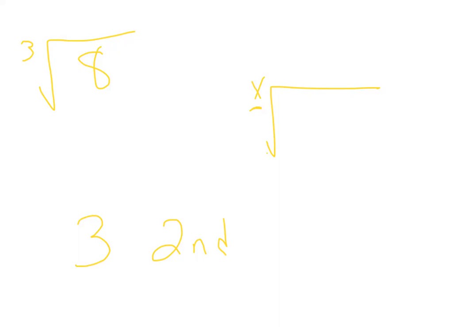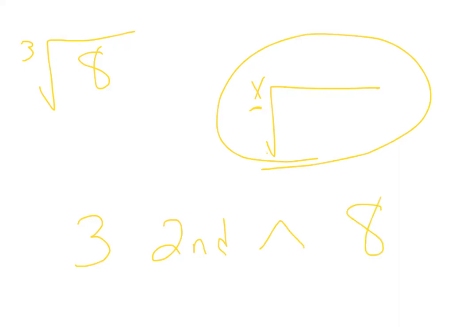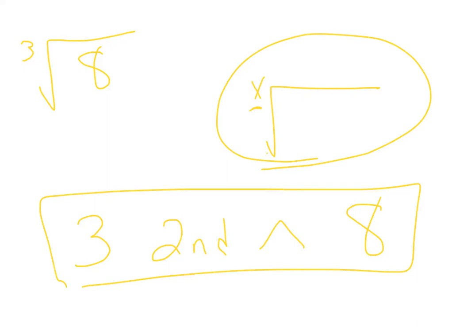Yeah. Put second. It's called a caret. So 3 second. That is activating that button. So 3 second 8. And you just told your calculator on a TI-30 that you want the cube root of 8.